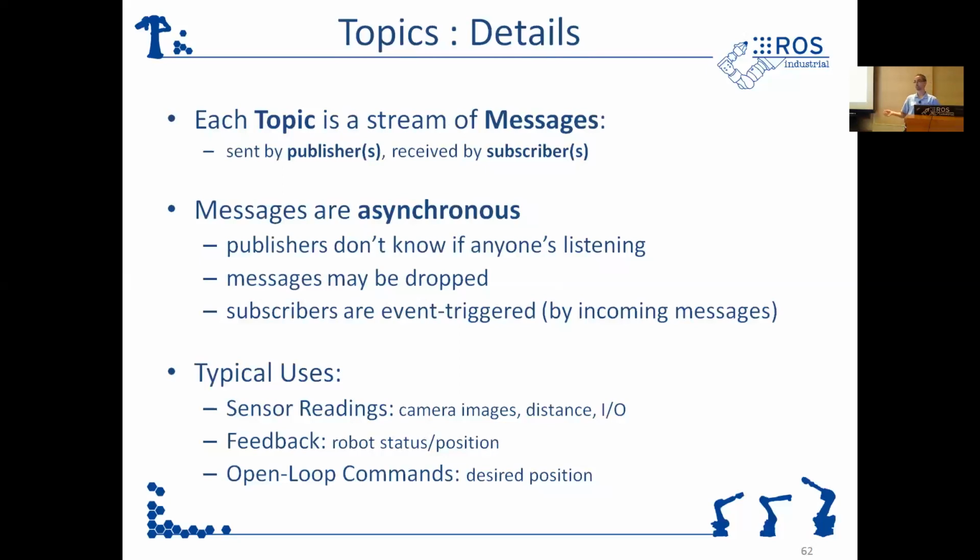When a message comes in, it's all event triggered on the subscriber side. So you basically say, when you get a camera message, run this function. And then the function is where the magic happens. Whatever your node does, it does in that function. Typical uses are sensor reading, camera images, various forms of I/O, inputs and outputs, open loop commands. So I may just publish to a robot, go to this position, but I don't really check if it actually gets it or if it even performs that operation. That's not the desirable way to do it, but sometimes it's quick and dirty and works.